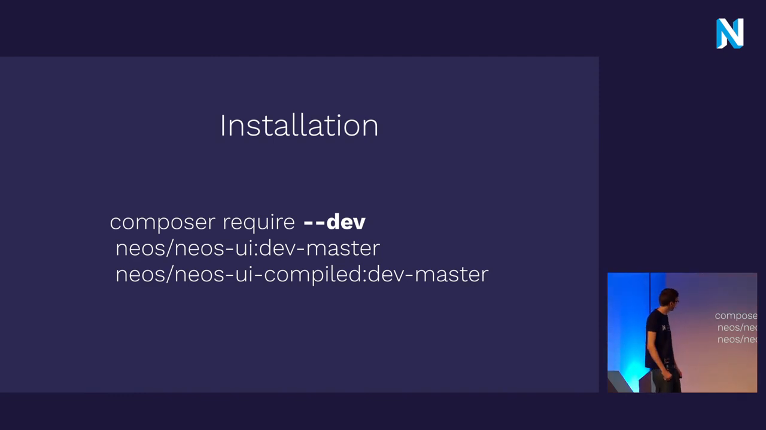So how to install that? Just using Composer. Currently, you have to install these two packages, NIOS UI and NIOS UI compiled, because you usually don't want to compile it yourself. Currently, it's still dev-master. That will change as soon as we have tagged the beta version. Then this will be beta 1 or something like that. And as said, currently we recommend to install it using the development flag to ensure it doesn't end up in your production systems for now. As said, the development flag will go away in the upcoming weeks.